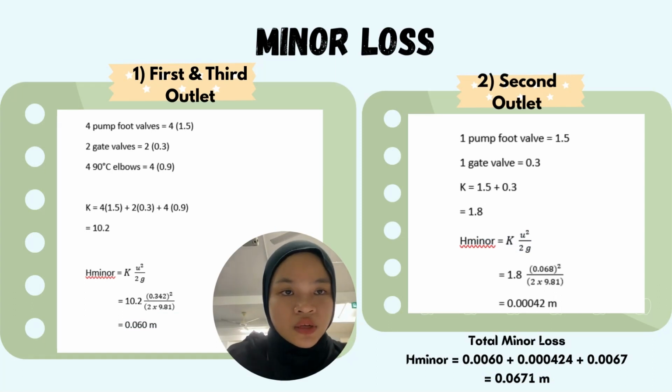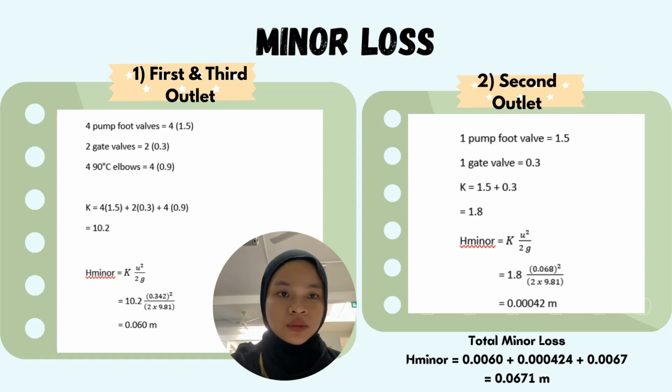Next, I'll continue the presentation by explaining the calculation for minor loss for each outlet. For the minor loss, we use the formula h minor equals K multiplied by the velocity squared over 2g. For the first outlet, we have 4 pump foot valves, 2 gate valves, and 4 90-degree elbows.